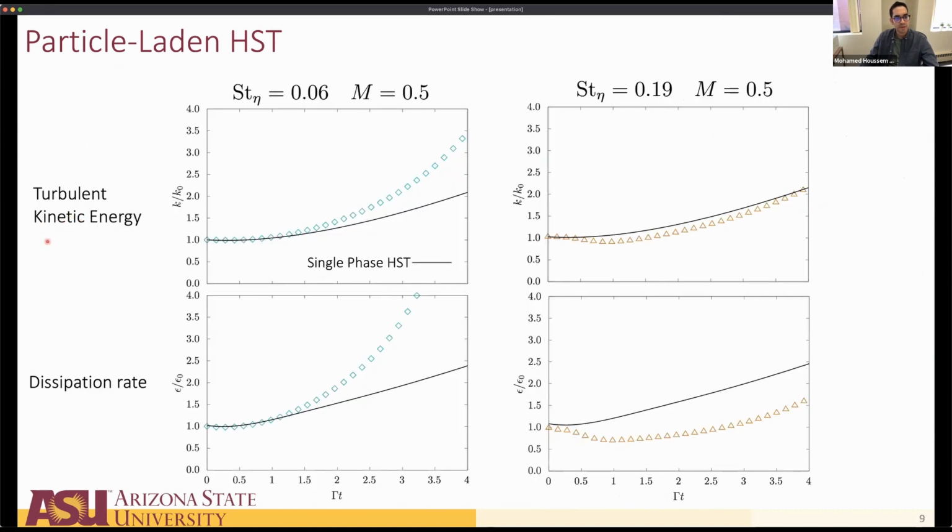These plots here show you the turbulent kinetic energy and the dissipation rate, just emphasizing the fact that with these lower Stokes number particles, we have an augmentation of turbulence, and with these higher Stokes number particles, we have reduction of turbulence, or turbulence attenuation.